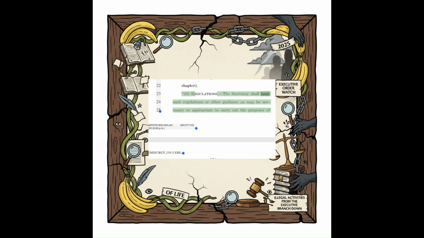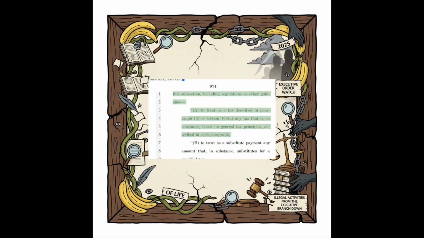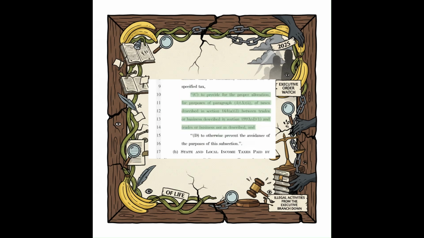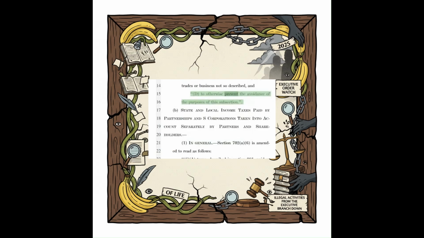Regulations. The Secretary shall issue such regulations or other guidance as may be necessary or appropriate to carry out the purposes of this subsection, including regulations or other guidance to treat as a tax described in paragraph 1 of section 164 any tax that is, in substance, based on general tax principles described in such paragraph, to provide for the proper allocation, for purposes of paragraph 1, of taxes described in section 164 between trades or businesses described in section 199A and trades or businesses not so described, and to otherwise prevent the avoidance of the purposes of this subsection.